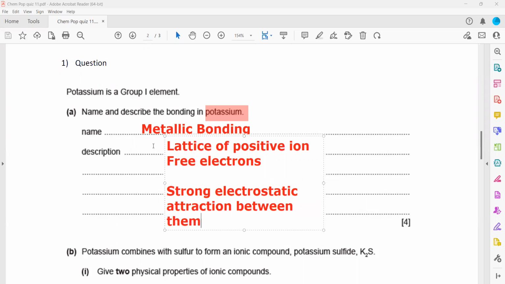So the distribution of the marks for this question: because it's a metal here, it will have a metallic bond, and you will score 1 mark. When you mention there's a lattice of positive ions, or a lattice of potassium ions, you will score the 2nd mark. Then there are free or delocalized electrons, and the 4th mark is for strong electrostatic attraction between the lattice of positive ions and the delocalized electrons.